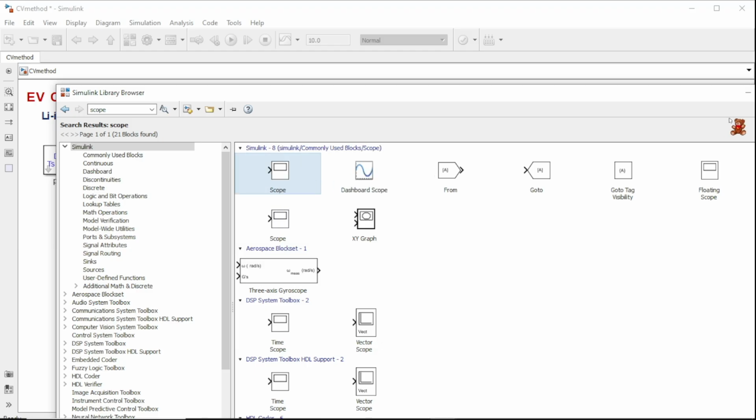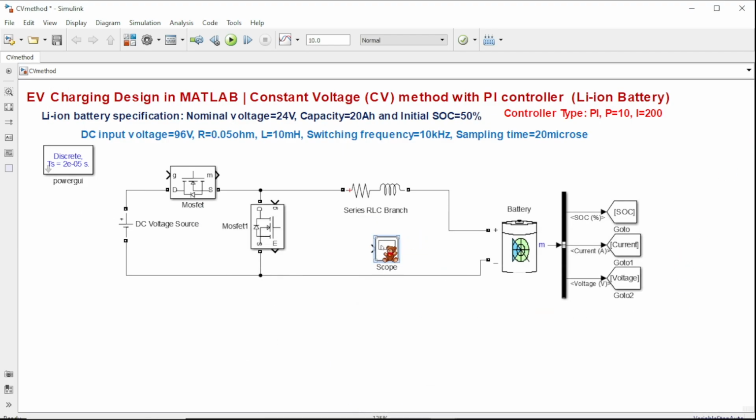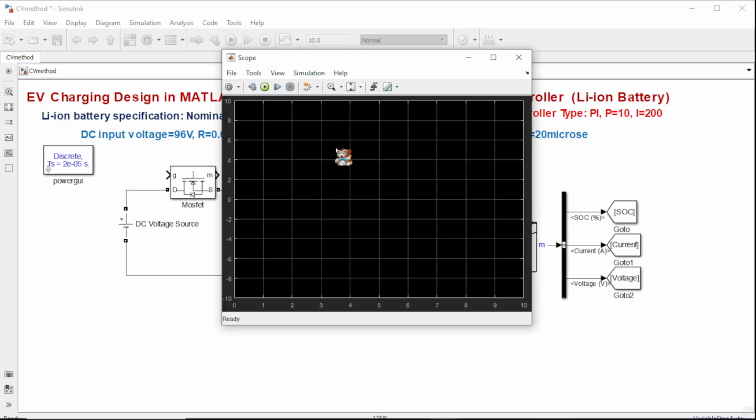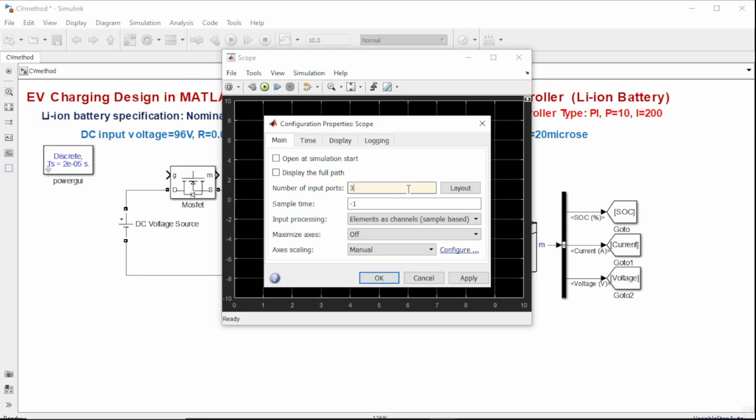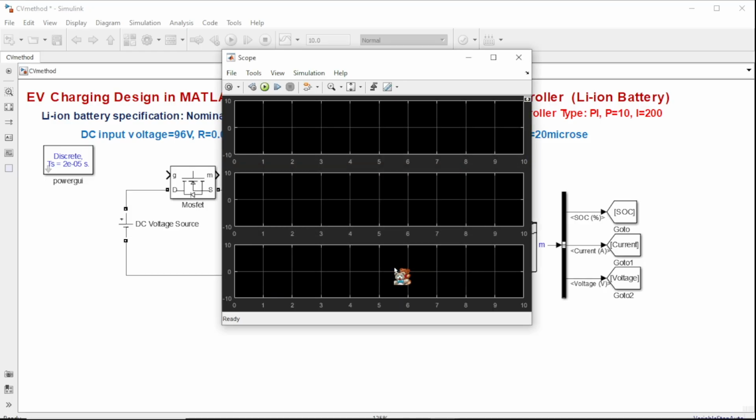So here you can see this is the scope. So we need 3 inputs. So go there, setting 3 input, and I am changing the layout, just 3, just apply it and okay.